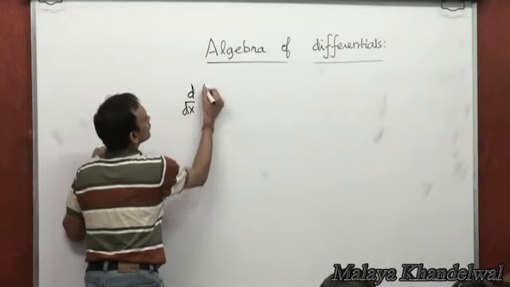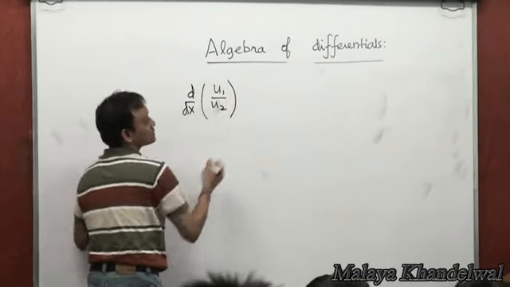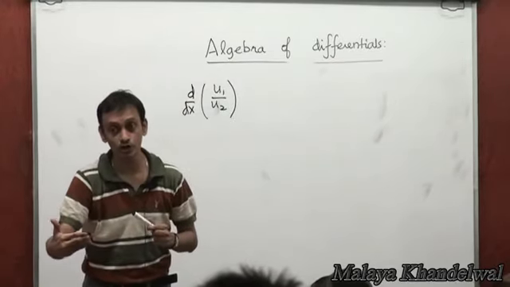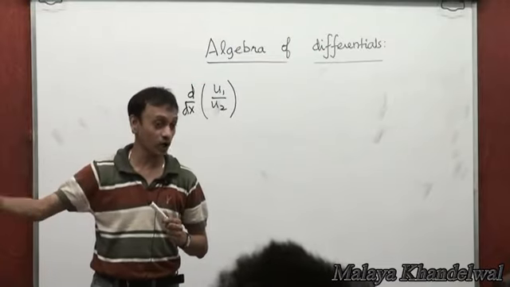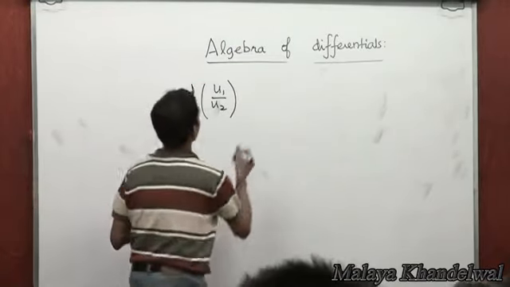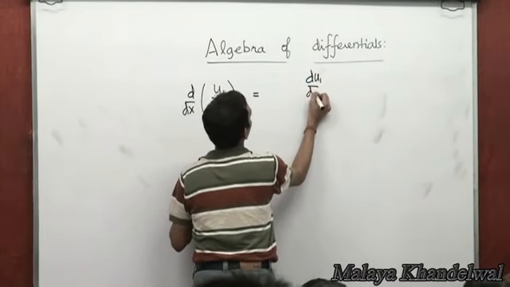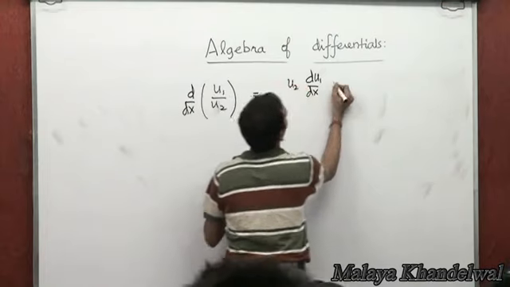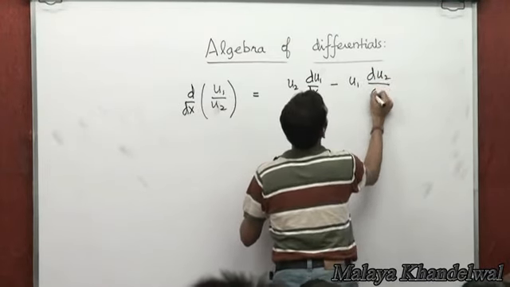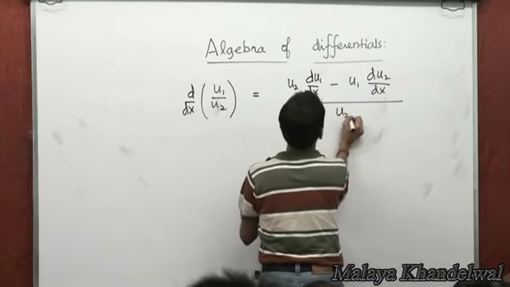d/dx of u1 by u2, the quotient of two functions. The derivative of the quotient of two functions is derivative of numerator into denominator minus derivative of denominator into numerator, divided by denominator squared, right?